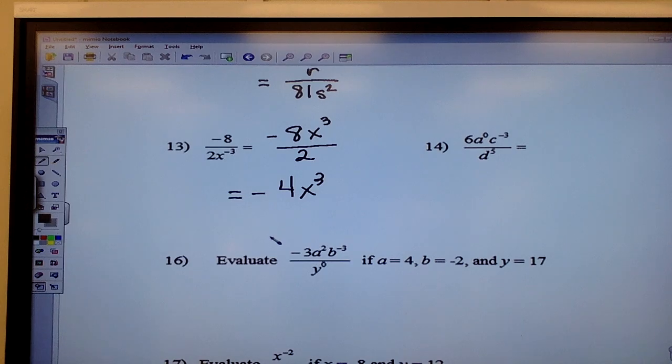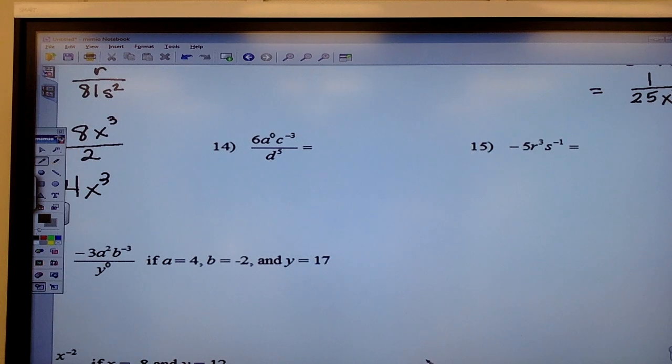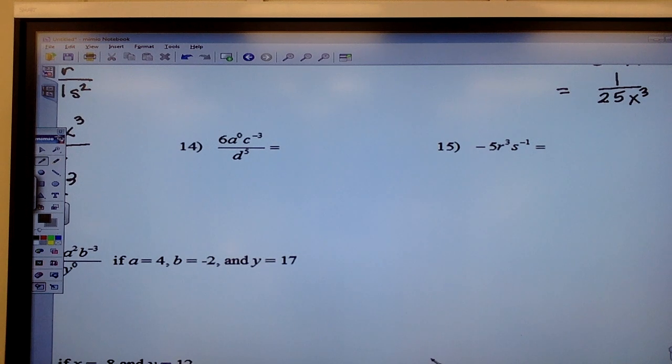Okay, I hope this is all starting to come together and make sense for you. We have two more problems before we delve into something a little different, just slightly different. We're going to add to what we're doing already. All right, so number 14, let's take a look at this.